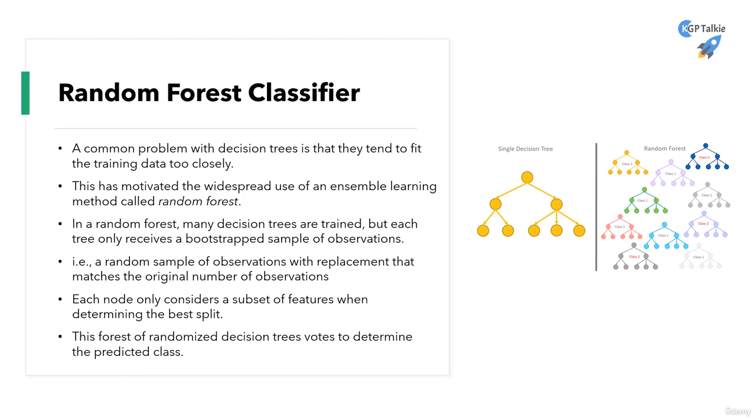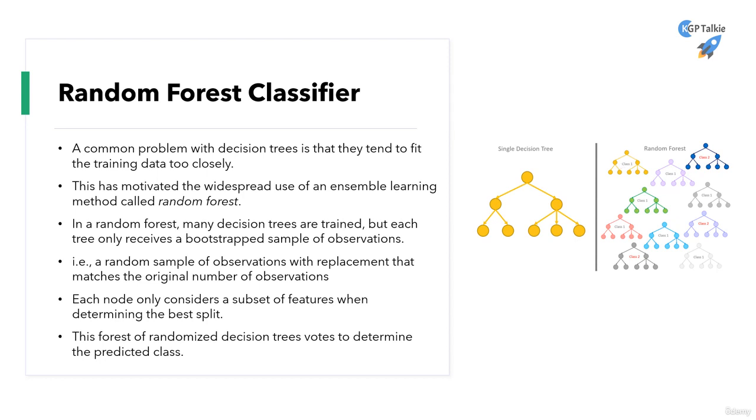In random forest algorithms, many decision trees are trained on a single dataset, but each of these trees only receives a bootstrapped sample of the observations. A bootstrapped sample means that a random sample of observations is selected with replacement, matching the original number of observations. Each node only considers a subset of features when determining the best split.